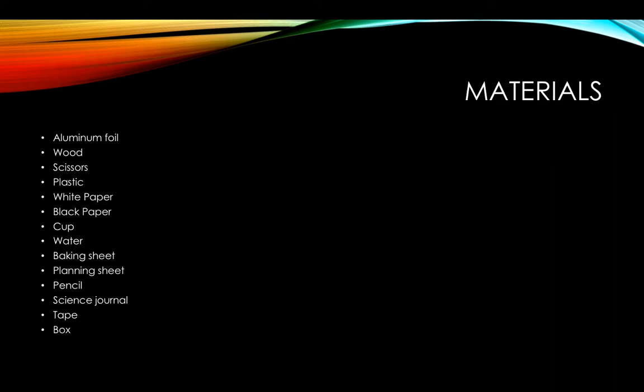Here is a list of materials that will be needed for this unit. Some of them include aluminum foil, wood, scissors, plastic, white paper, black paper, a cup, water, a baking sheet, planning sheet, pencil, science journal, tape, and a box.